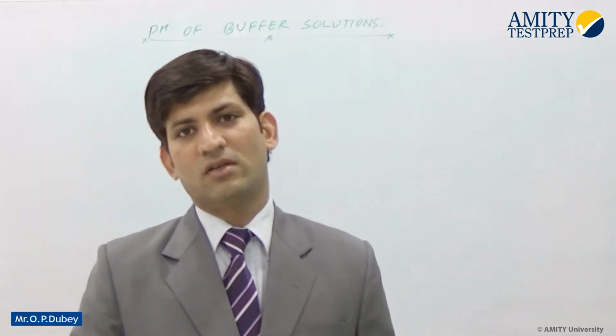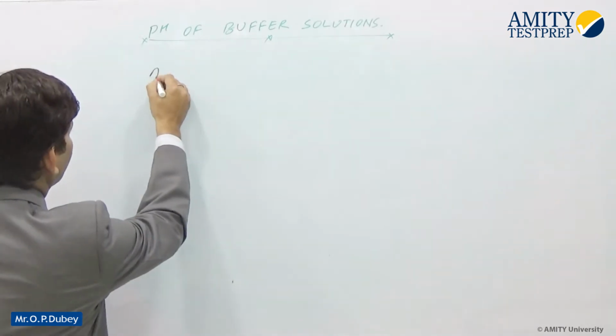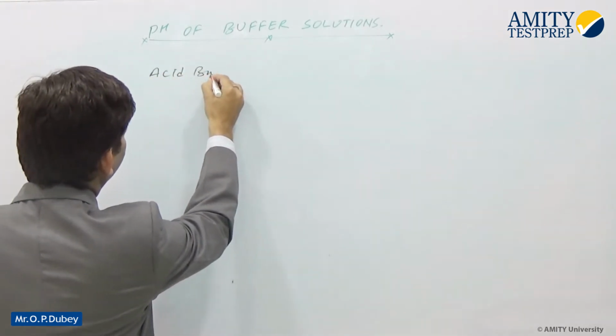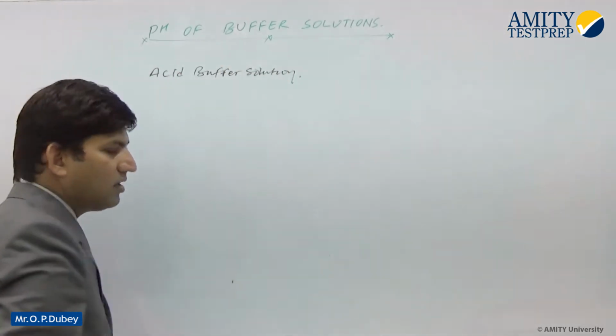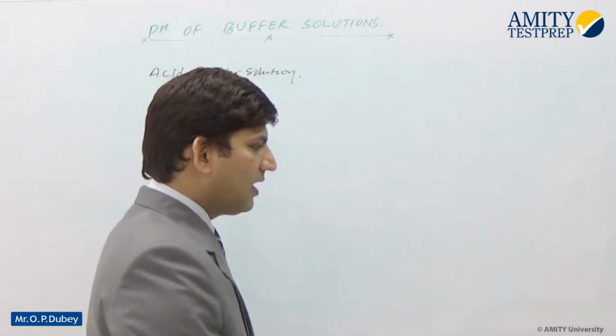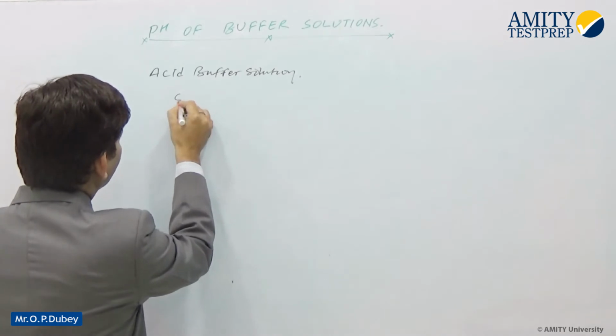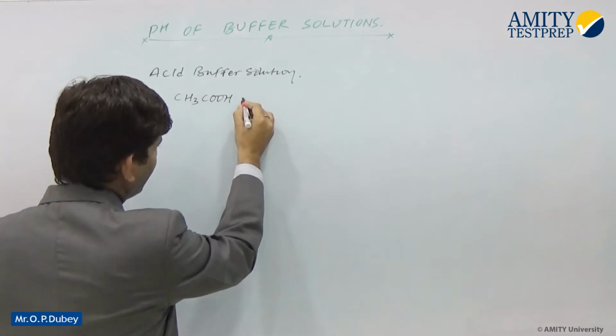In this session I am going to discuss how to calculate the pH of a mixed buffer solution, the pH of an acid buffer solution and the pH of a base buffer solution. Simple, the acid buffer solution, as we know, is a mixture of a weak acid and its salt with a strong base. For example, an acid buffer solution is a mixture of acetic acid and sodium acetate.